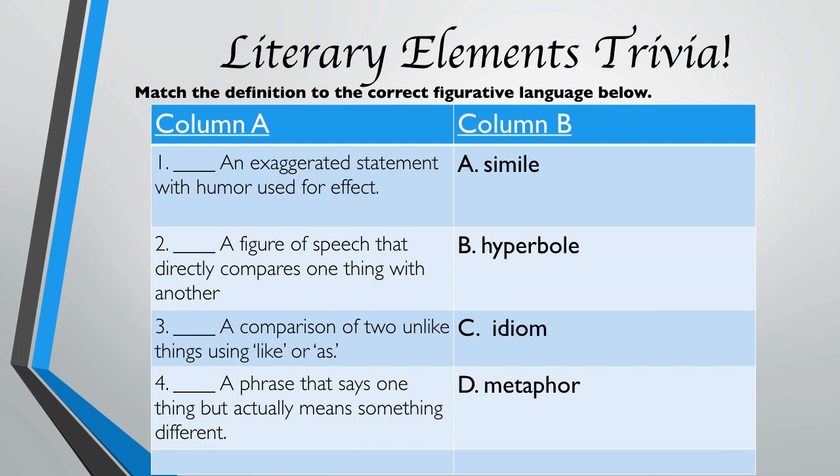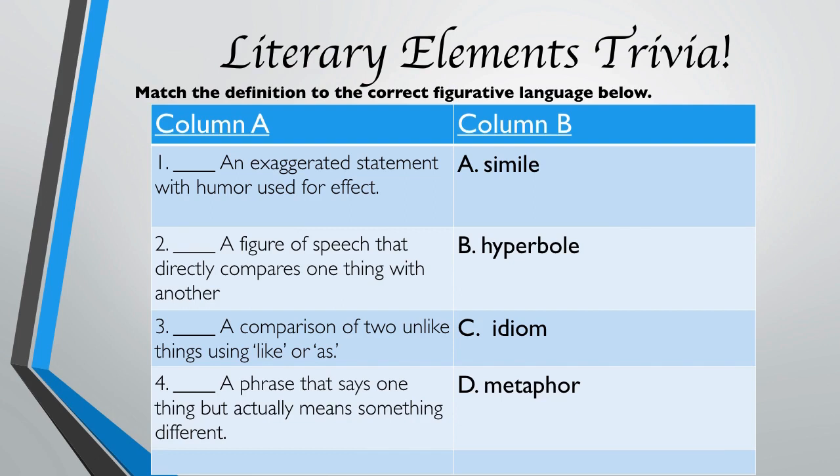Let's go to number 2. A figure of speech that directly compares one thing with another. If you said D, metaphor, you're on the right track. Way to go, boys and girls. Let's go to number 3. A comparison of two unlike things using like or as is, yes, A, a simile. And number 4, a phrase that says one thing but actually means something different is, there you have it, an idiom. So your answer should have read B, D, A, C. Very good, boys and girls. You're on the right track and paying close attention today.